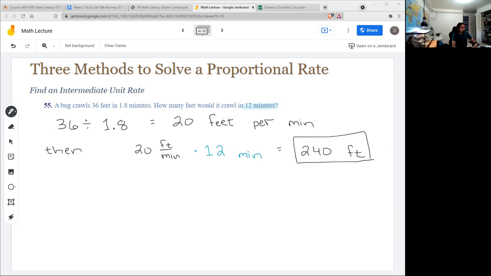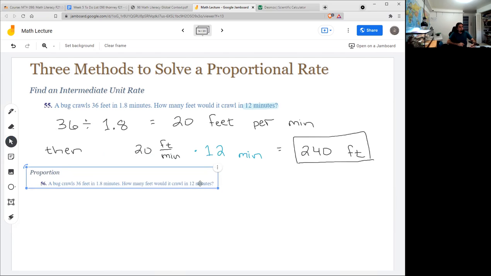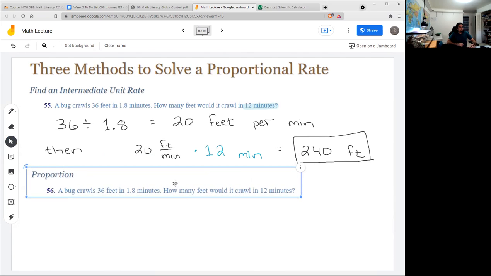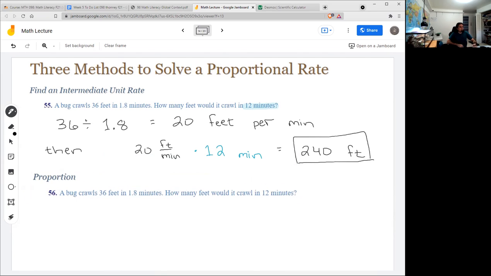Okay, other people like proportions. After all, we named this kind of situation proportional. And for many people, cross multiplying is like their favorite part of a math class. So these people will set up a proportion. They will start reading the problem. A bug crawls 36 feet in 1.8 minutes.